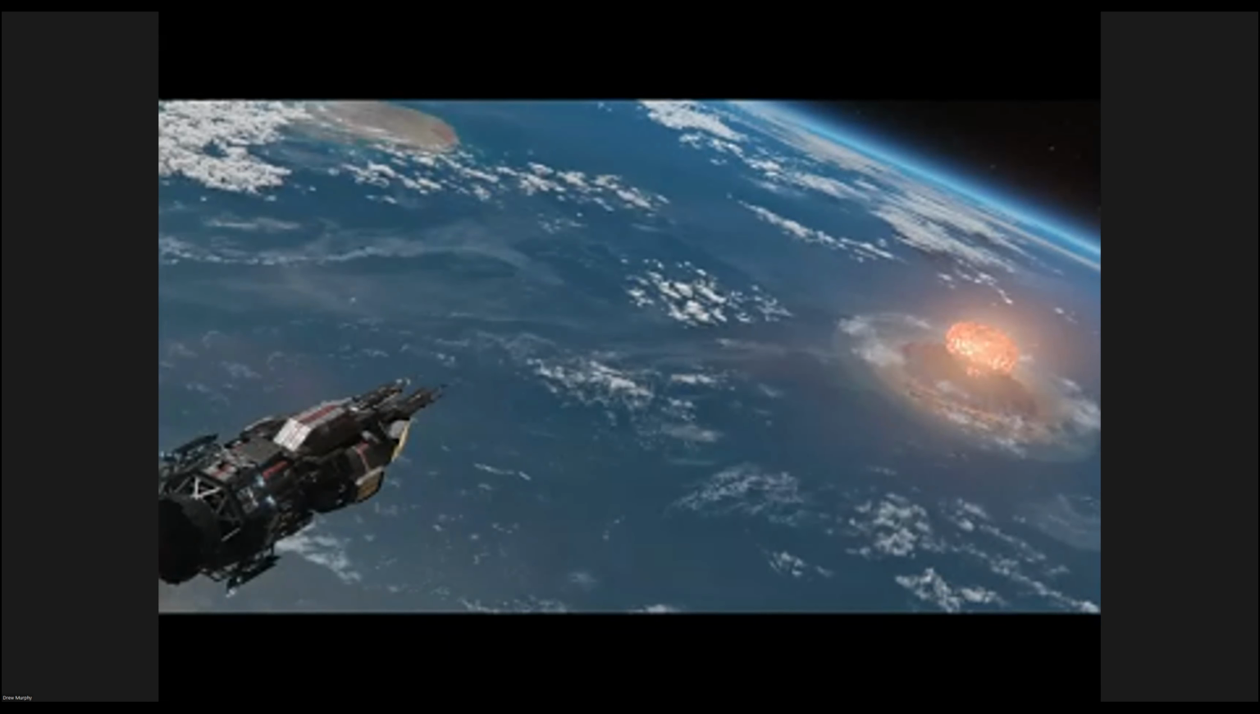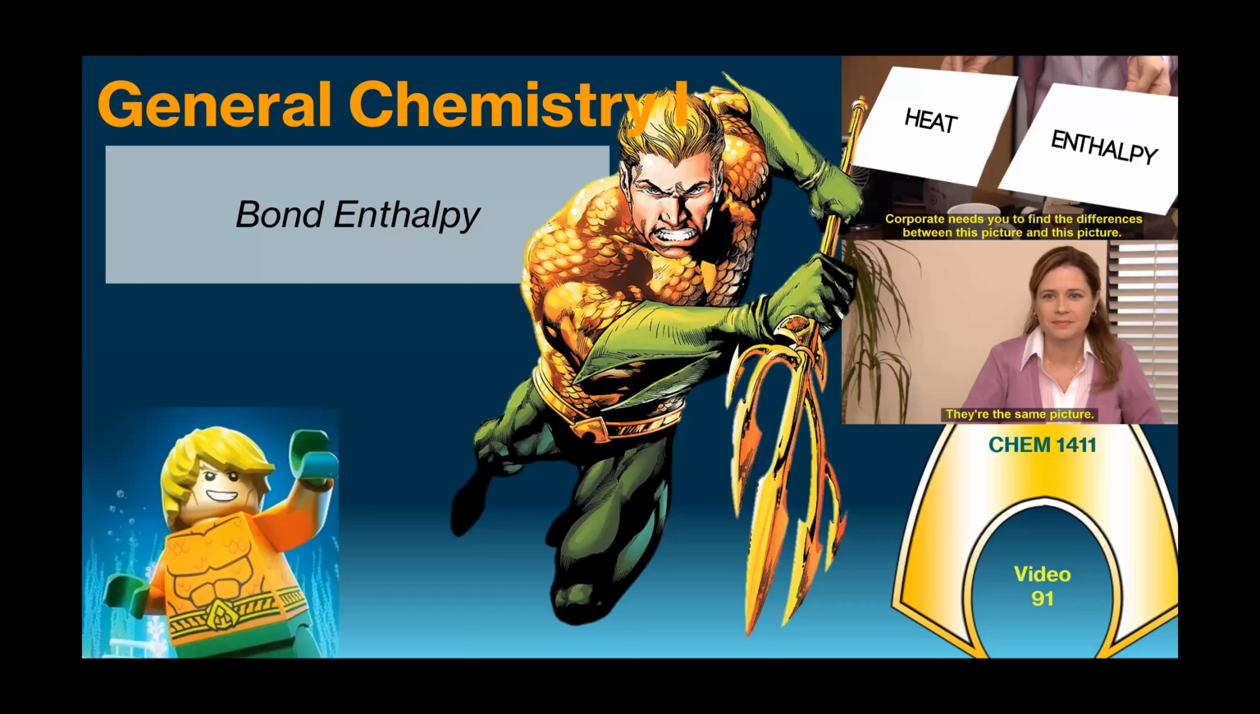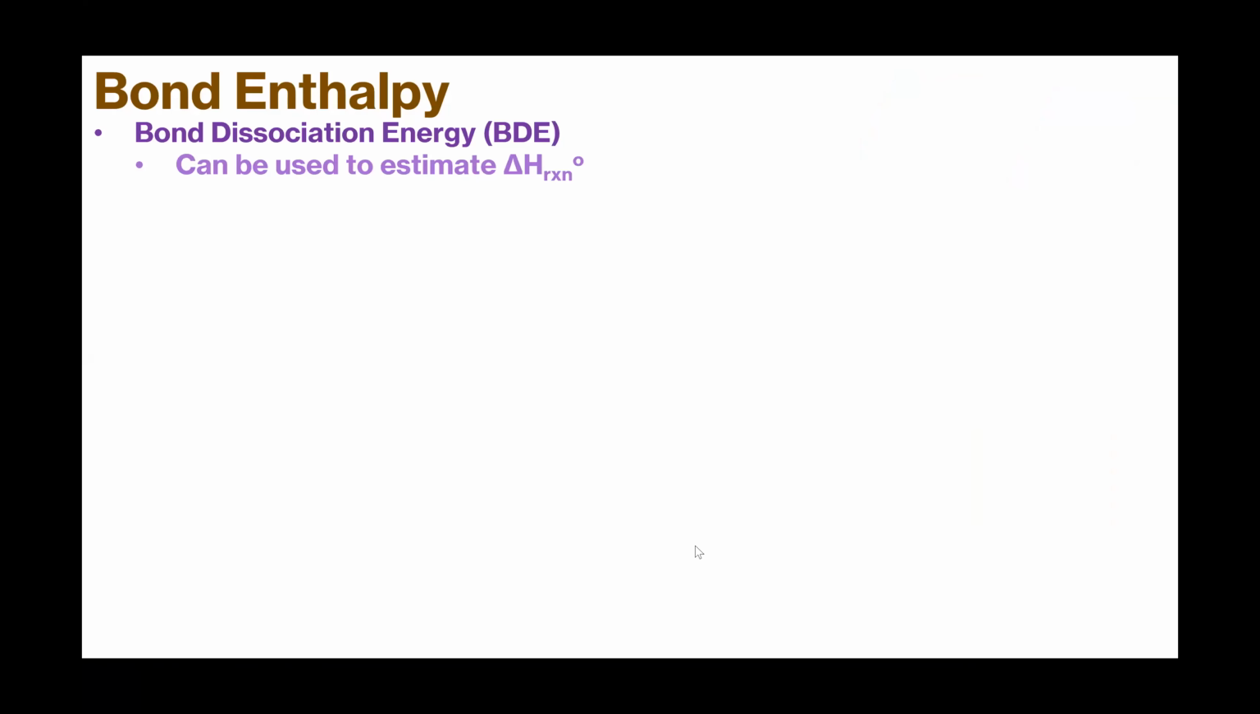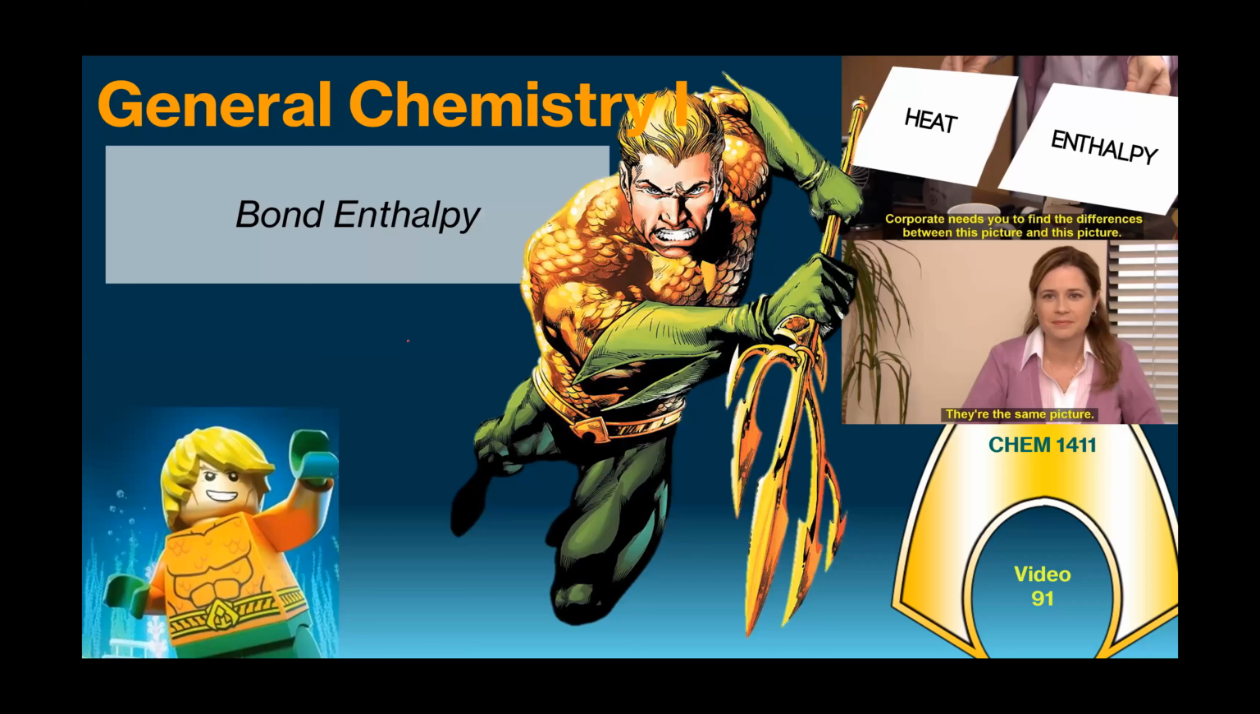All righty. In this one, what we're getting into is something called bond enthalpy. We've talked about this before, but this is another thing we can use. Ultimately, we can use this as a route into delta H naught of reaction.